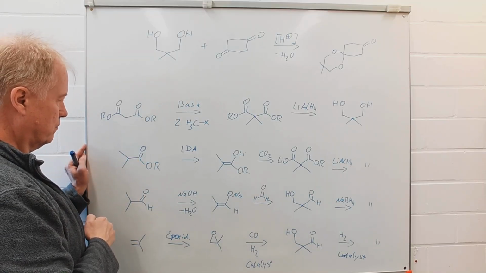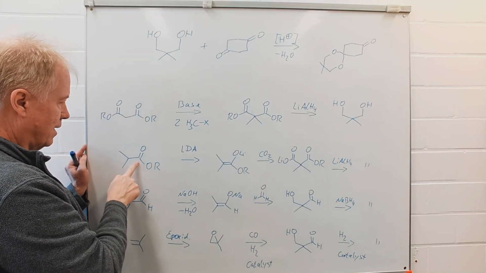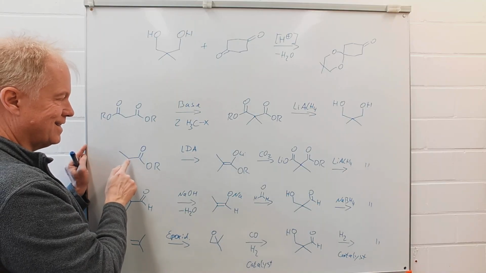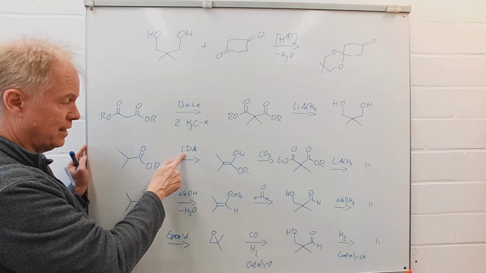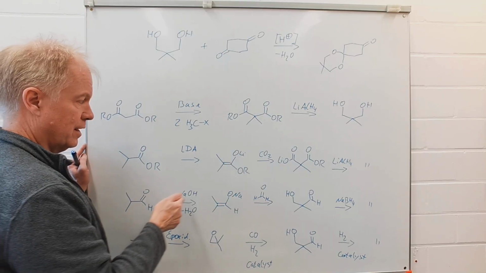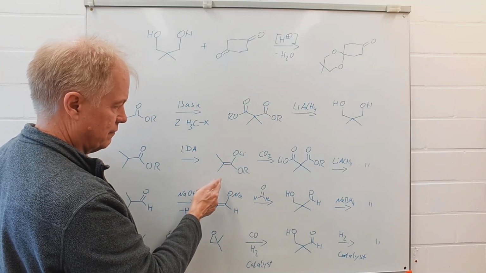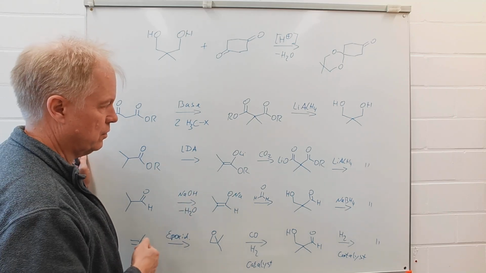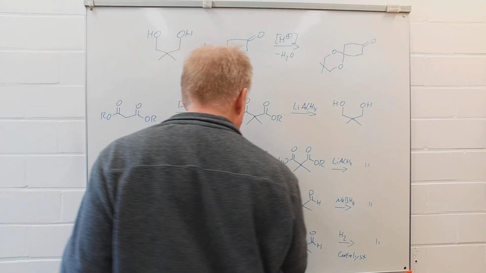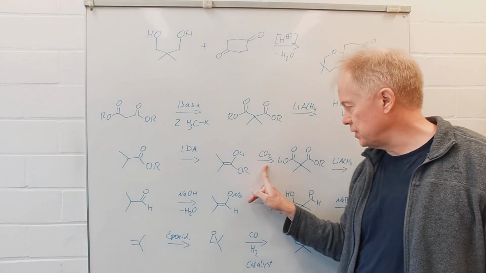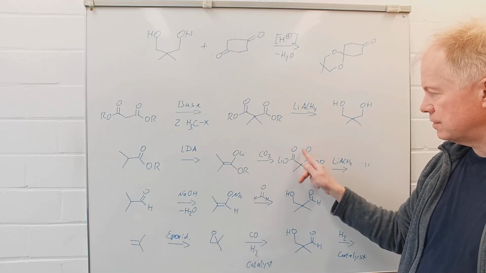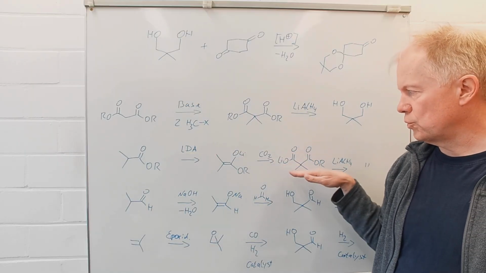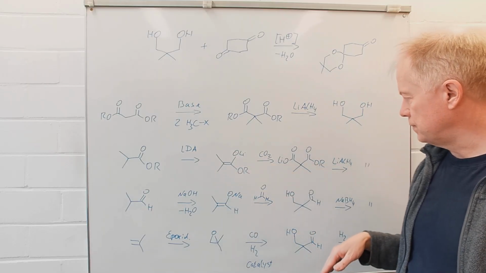Second way to synthesize that, well, let's start from this ester. We can deprotonate an ester, for instance, with LDA, a very strong base, and then we get the enolate of an ester, a so-called ester enolate. Let's trap that with CO2, and we have here the lithium carboxylate. Well, this is always under dry conditions with the LDA.